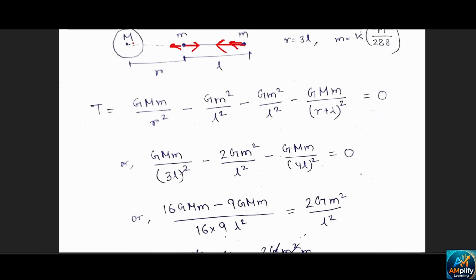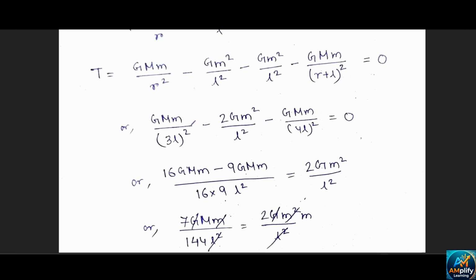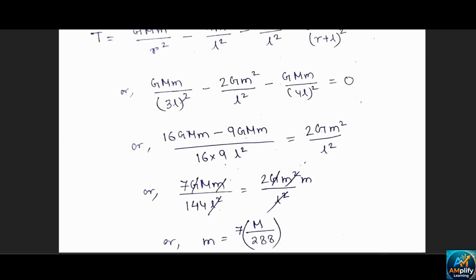So we put the value of r, right? We sum this up, we get minus 2Gm square by L square. Now r is 3L and this is L, so the distance will be 4L, right? Now further simplifying, we take the LCM and subtract, so it will be 16 minus 9, and we have 16 into 9 which is 144 in the denominator, right? And 16 minus 9 will give us 7, right?